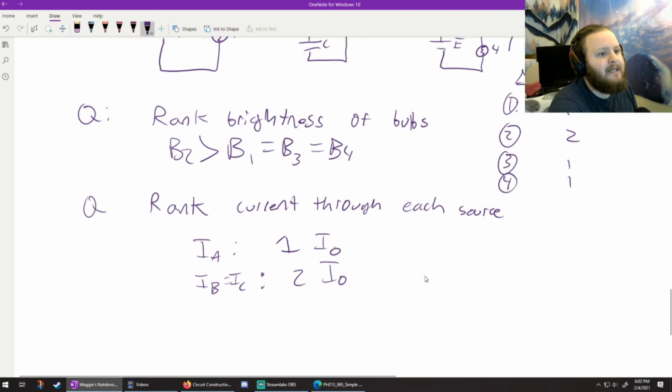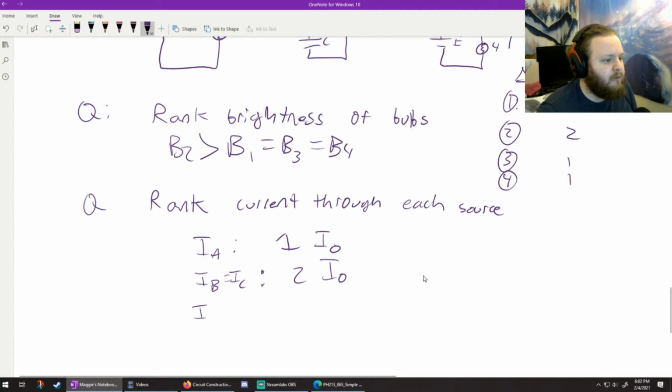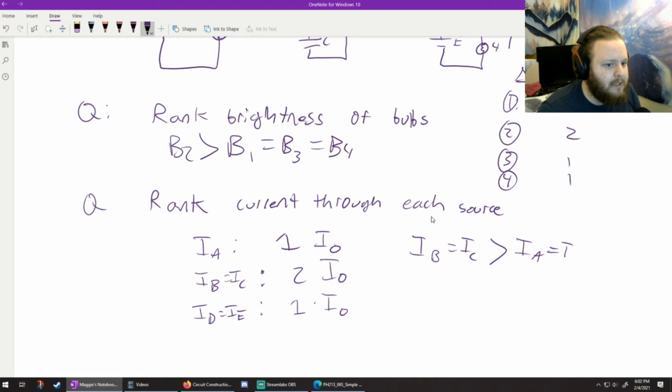And again, in D and E, the current through source D is going to be equal to the current through source E, and because there are 2 voltage sources and 2 batteries, I think it's pretty nice and easy to tell that there's going to be 1 I naught's worth of current through there, which tells me that IB equals IC is greater than IA equals ID equals IE. That ranks the current through those devices. So that's kind of cool.